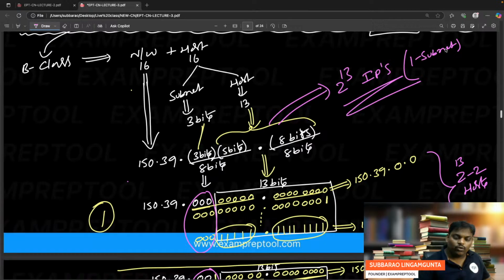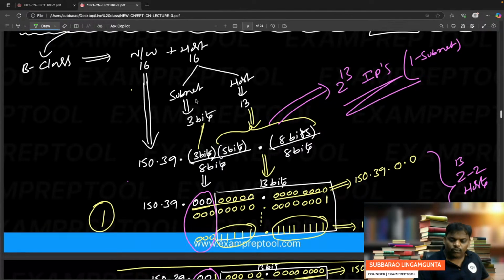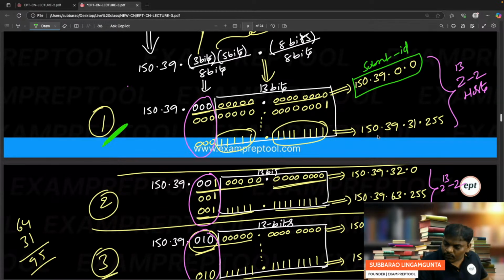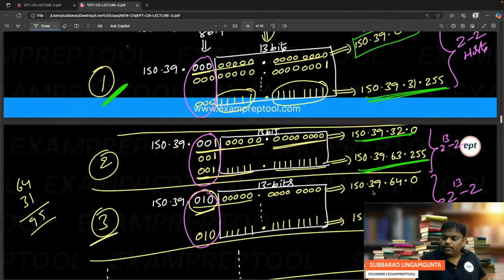And one more beautiful thing. Let me say this also. This is going to be the subnet ID. First subnet ID. This is going to be the first subnet DBA. In the similar way, second subnet ID, second subnet DBA, third subnet ID, third subnet DBA.